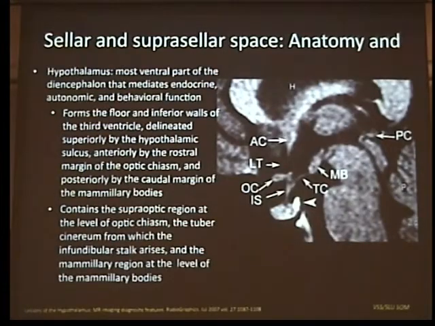Okay. So these are the structures we're talking about. This is the tuber cinereum, then you have the stalk, and the mammillary body is going to be behind it. This should not enhance. This should not enhance. Only the stalk, okay? And the pituitary, uniform enhancement. That's normal.